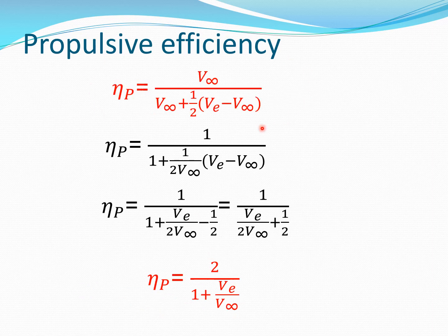So let's take this expression, and we can see there are so many V infinities in the numerator and denominator. So let's divide both the numerator and denominator by V infinity. So we get this particular equation here. Now we expand the denominator term, which I have done here. So here you get one term VE by 2V infinity. Here you get minus 1 by 2 or minus half, because these two V infinities cancel out.